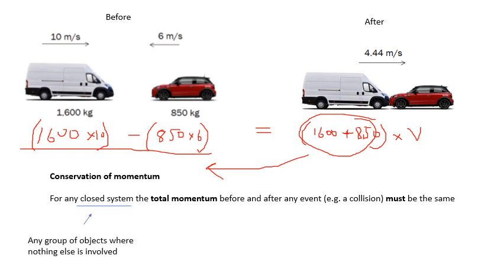A closed system just means that there are no other objects involved. There is only the van and the Mini that we need to worry about. No other objects are involved. It's a closed system.